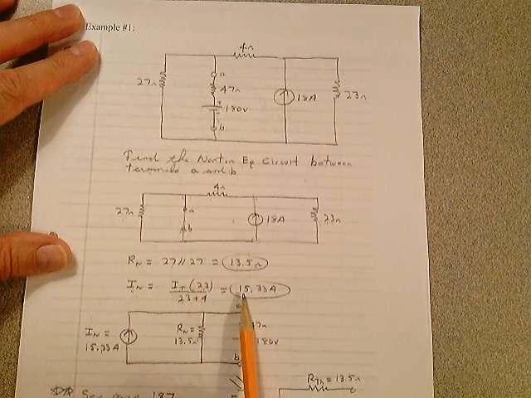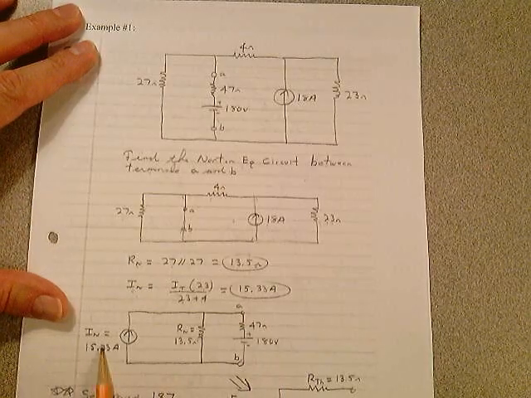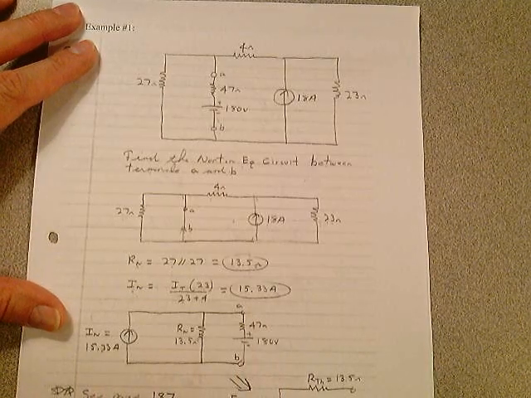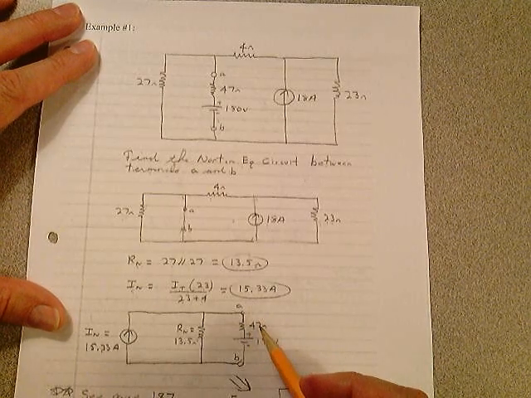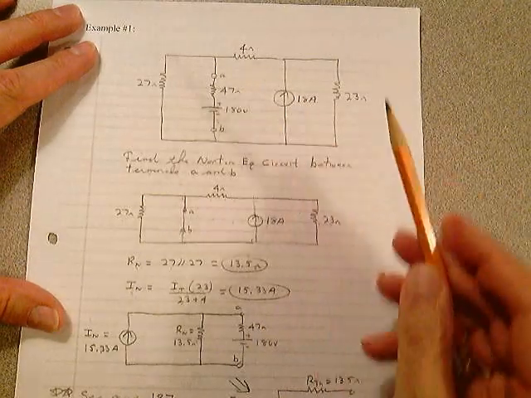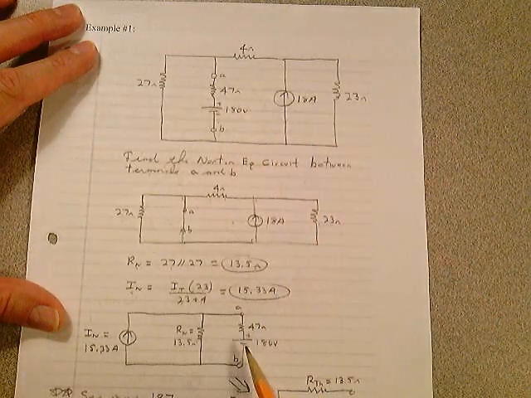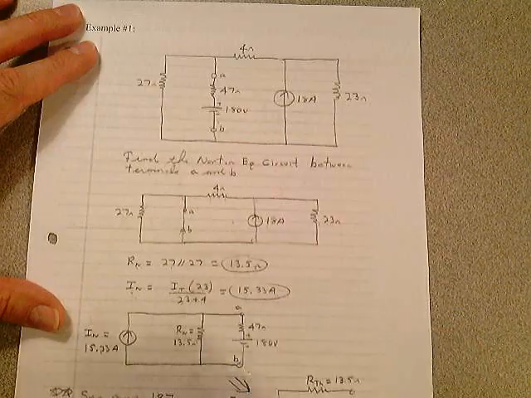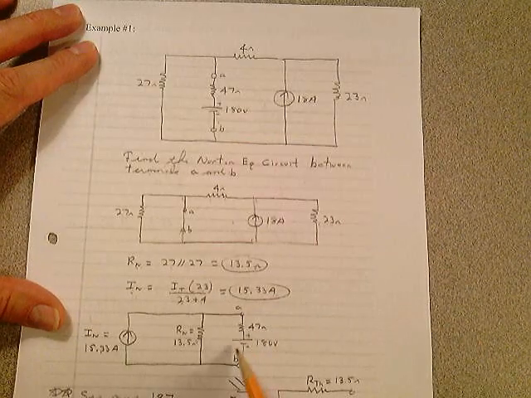And you get your Norton current of 15.33 amperes, and you write it in. Here is the Norton equivalent circuit. And then you place the 47 ohm and the 180 volt source in between terminals A and B, and now you can calculate currents, voltage, powers.